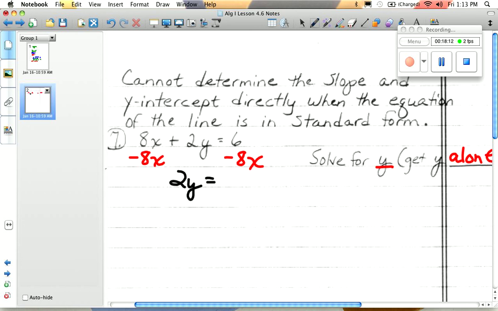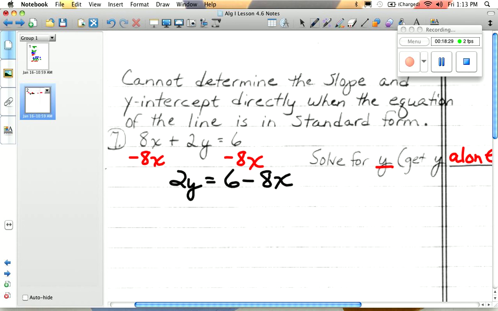Can we make that -2x? What do you think? No. Why not? Because they're not the same thing. 6 is not x's, it's just 6. And so we're going to have to leave it like this.